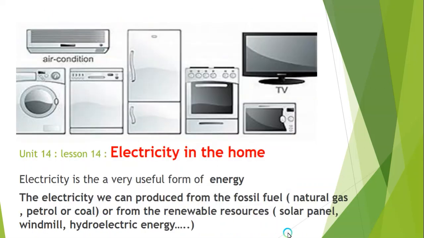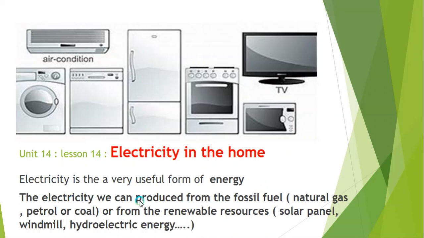And then after that, we know that our homes are composed of many appliances. Appliances are devices that we use in our home that use electrical energy, like the TV, the fridge, the washing machine, the ACs, and the microwave, and many things. Our next lesson is Lesson 14 from the same unit, electricity in the home. Electricity is very useful as an energy, as we said.